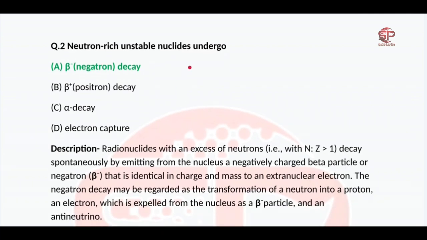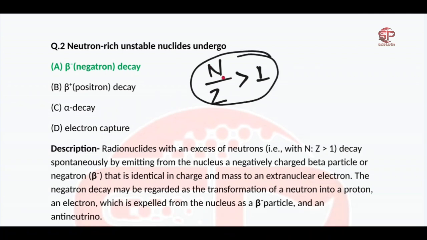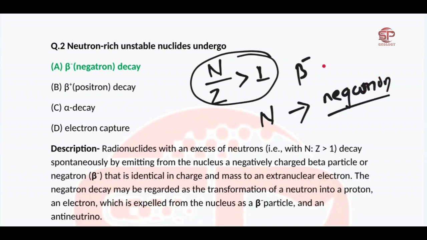There are also neutron rich unstable nuclei. So neutron rich means neutron by proton ratio will be greater than 1. So when neutron by proton ratio is greater than 1, then it will be beta minus decay. That means the neutron has to release a negatron, what we call a beta minus particle, and by this process it will convert to a proton.